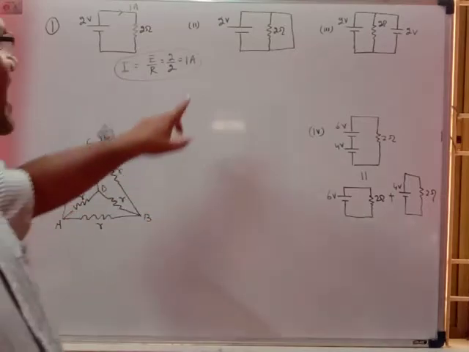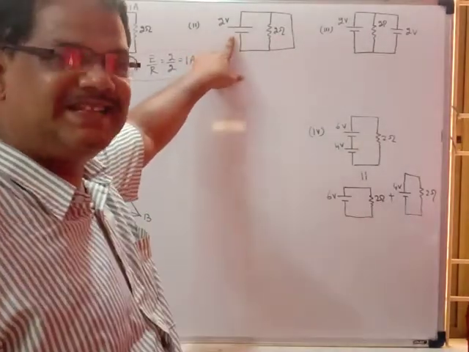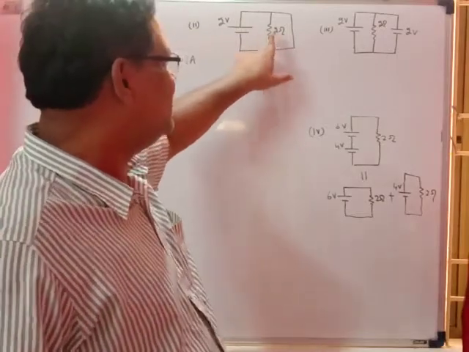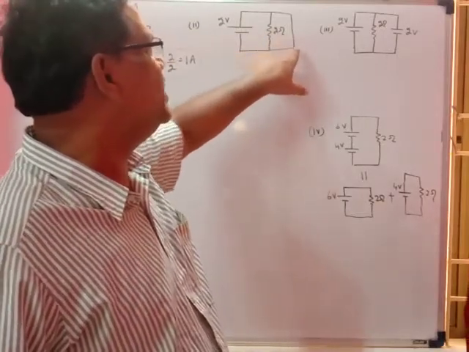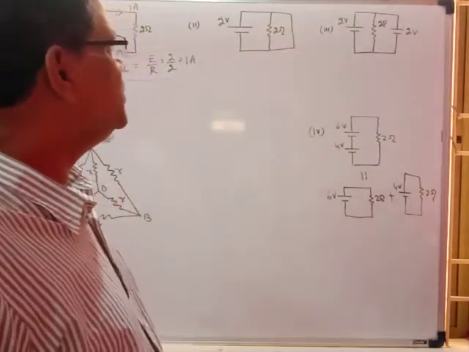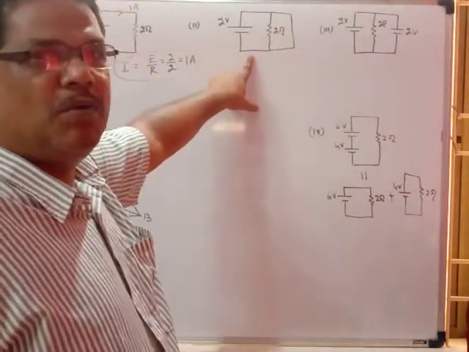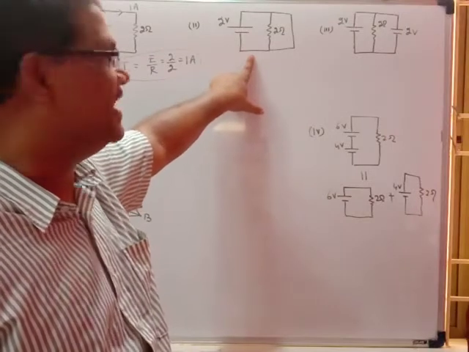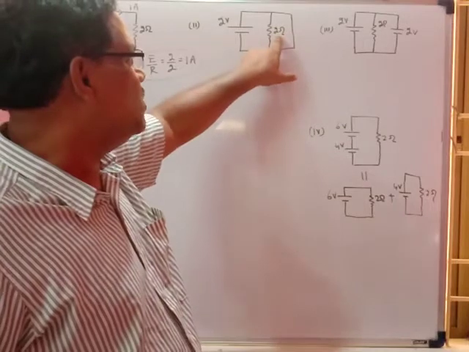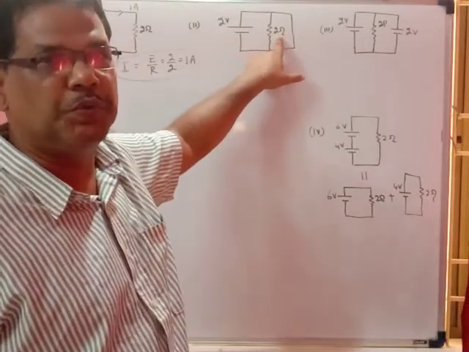And if you look at the second circuit, what happens here? A 2 volt cell is here and a 2 ohm resistance is also connected. And on the other side, no resistor is there, no cell is there. So what will be the current flowing through this type of circuit? This is very important. What will be the current flowing through that 2 ohm resistor?